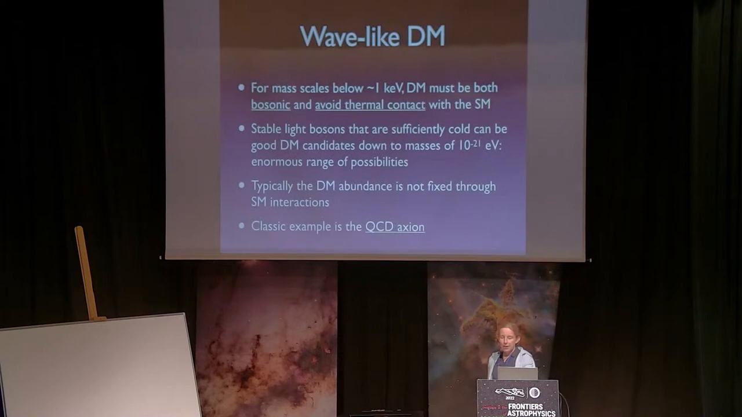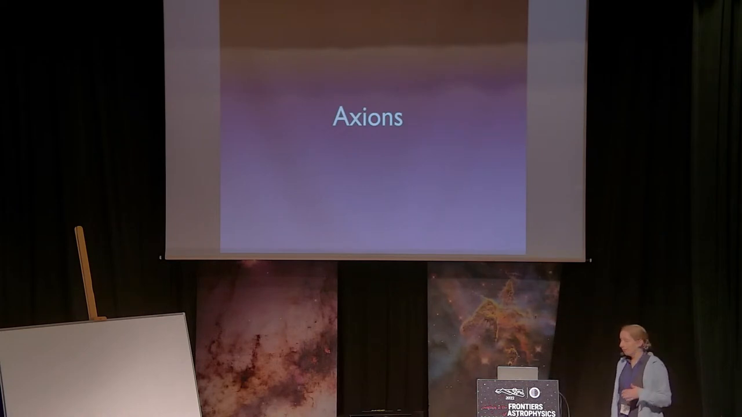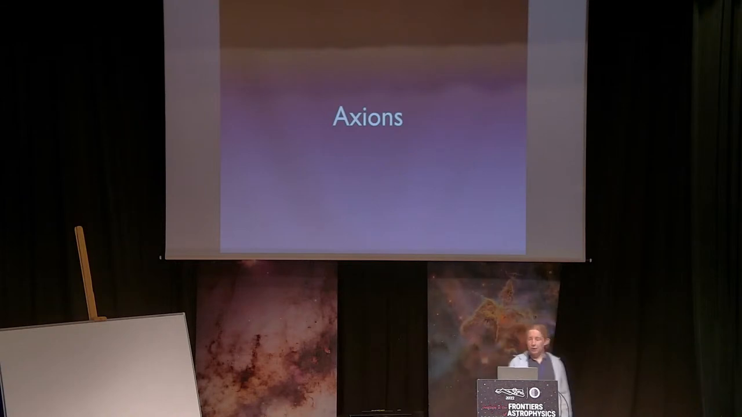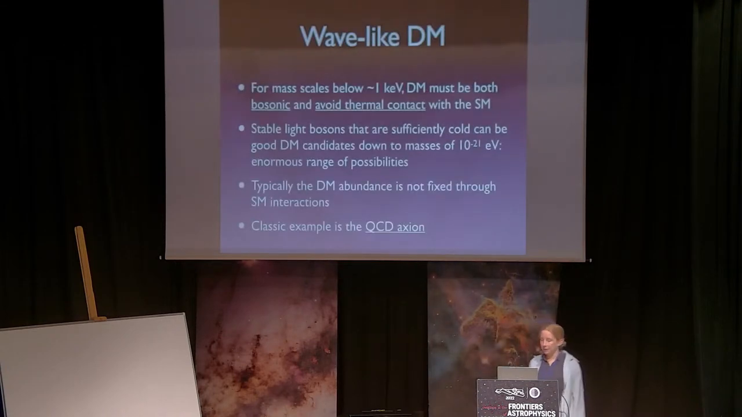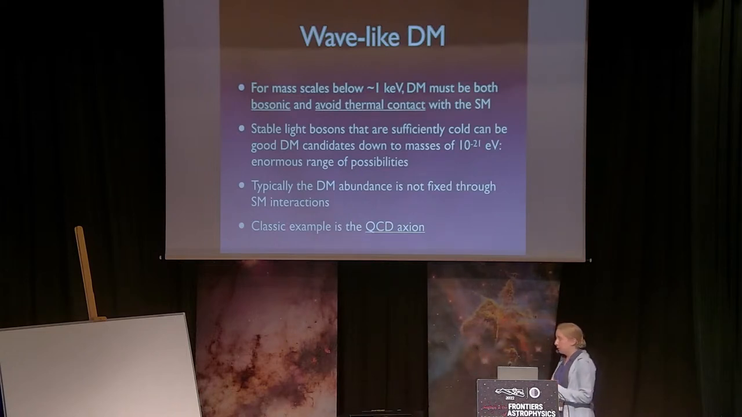Okay, so far we've been focusing mostly on the keV scale and higher for dark matter. But in my remaining time, I want to talk about the huge swath of dark matter parameter space that I have not really covered in the previous lectures, which is axions and wave-like dark matter more generally. So we've said that for mass scales below about 1 keV, dark matter must be both bosonic and should avoid thermal contact with the standard model. We don't want it to get too warm. So stable light bosons that are sufficiently cold can be good dark matter candidates down to masses of 10^-21 electron volts.